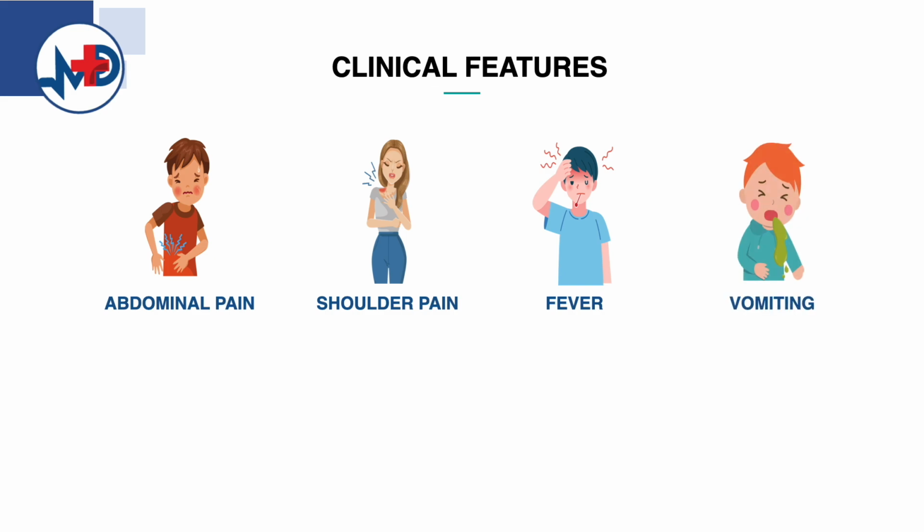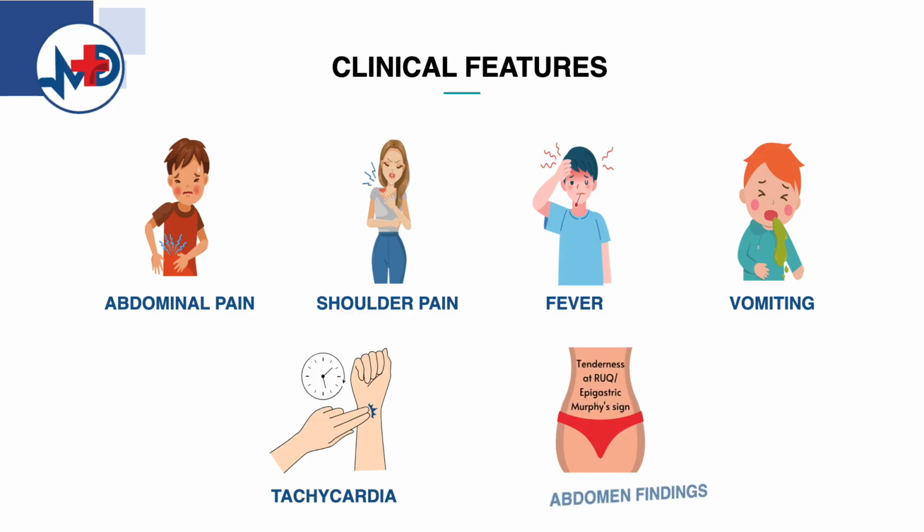On examination, there may be tachycardia, fever, and right upper quadrant or epigastric tenderness, often accompanied by guarding or rebound tenderness. A positive Murphy sign may be elicited, which is the sudden inspiratory pause upon deep palpation of the right upper quadrant due to pain.